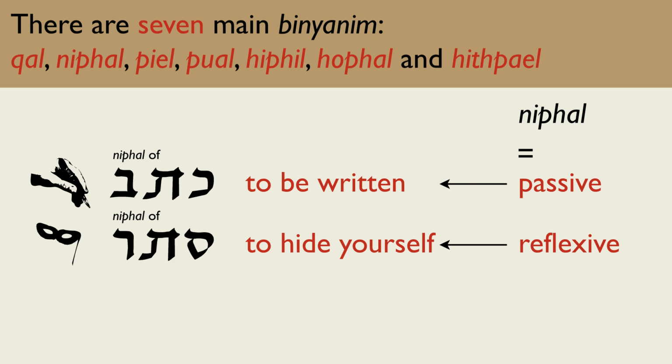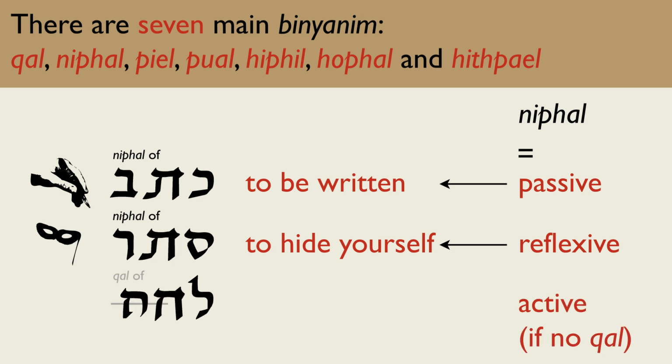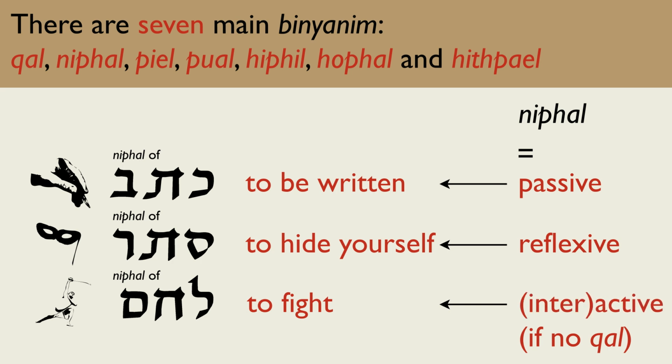When a verb falls naturally in the nifal, and there is no kal form of that root, it can have an active meaning. For example, the root lamed ches mem does not appear in the kal, so its nifal form has the active meaning to fight. Some people call these nifal forms interactive, as they tend to be actions which involve 2 parties interacting.